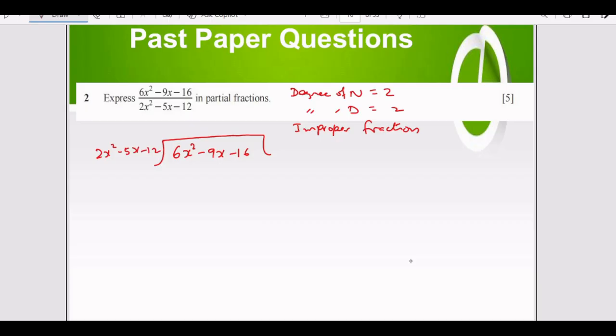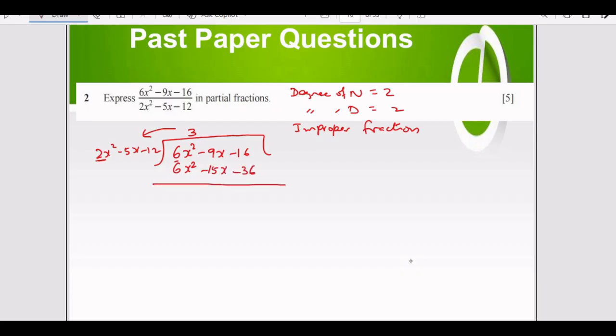Here we need 6x and we have 2x, so we will multiply by 3. This 3 is going to multiply everything here, and then we write it down here. 5 times 3 is negative 15x. 12 times 3 is 36.